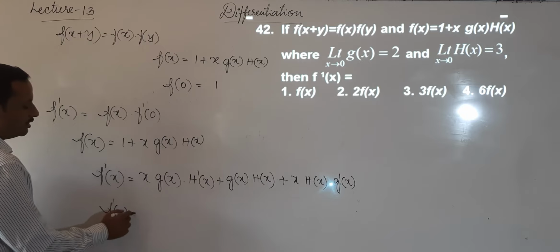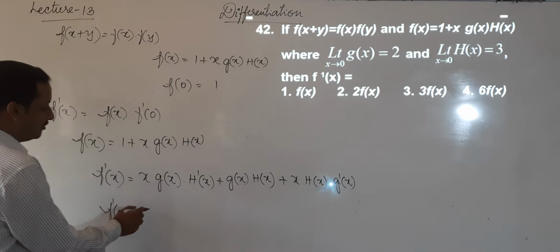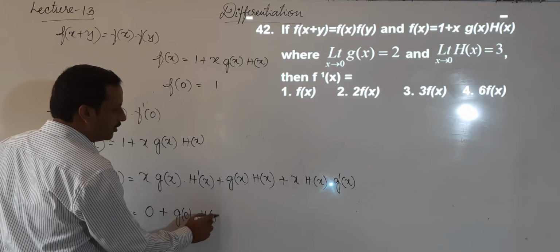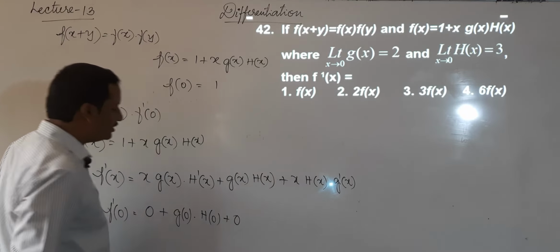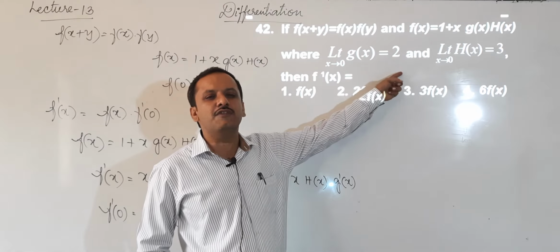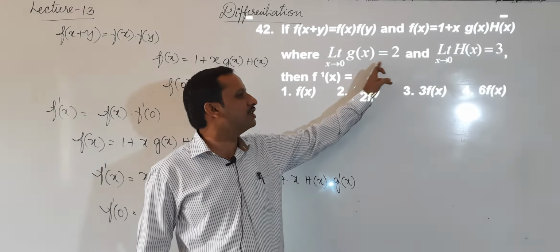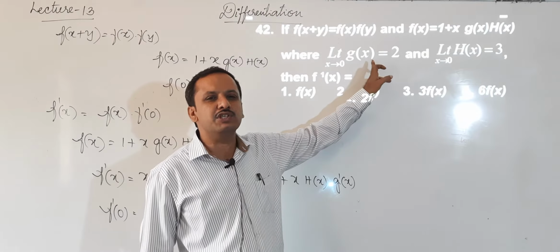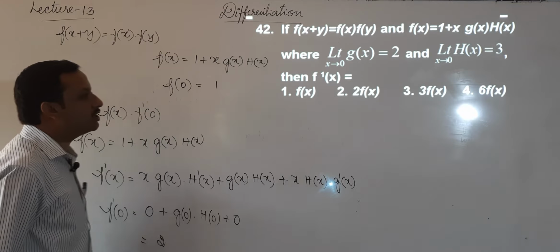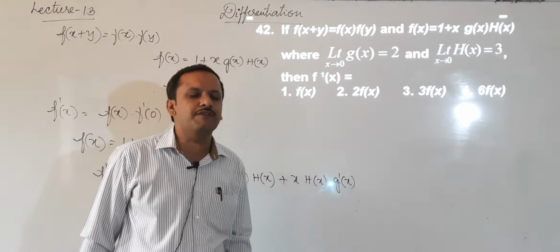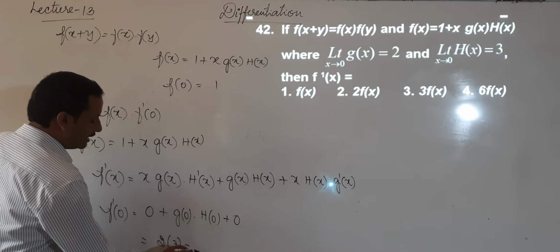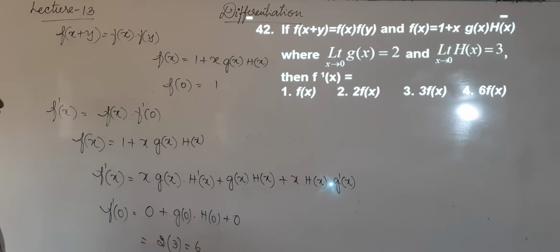What is f dash of 0? F dash of 0 is equal to, this term will be 0, plus g of 0 into h of 0, plus that will also be 0. Observe here, they have given limit x tends to 0, g of x equal to 2, that is nothing but g of 0. So, g of 0 is equal to 2, and h of 0, limit x tends to 0, h of x equal to 3, that is nothing but h of 0. So, h of 0 is equal to 3, hence f dash of 0 is equal to 6.